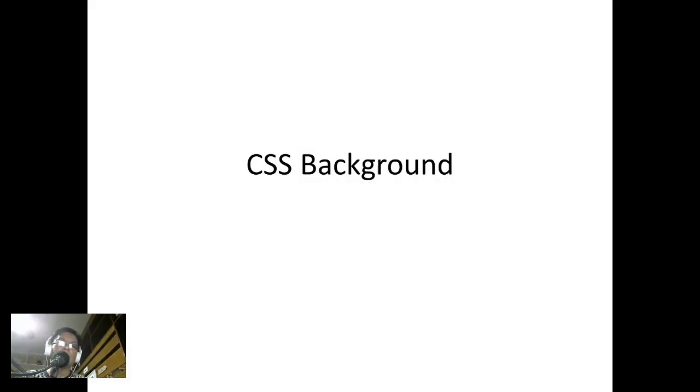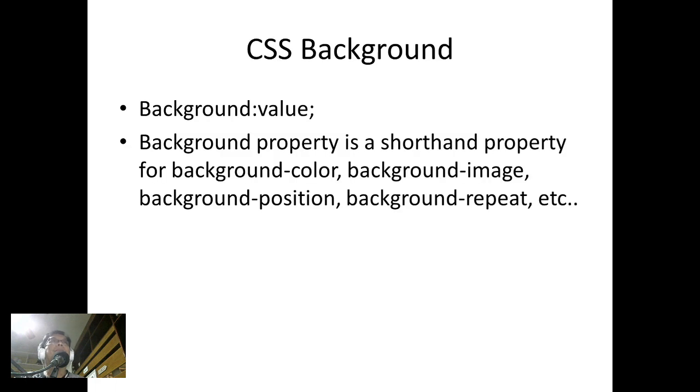Okay, so for today we'll be discussing CSS Background. The syntax is background, colon, and then value. The background property is a shorthand property for background color, background image, background position, background repeat, etc. If you want to place several values at once, then you can just use background. But let's try to examine the different background properties.